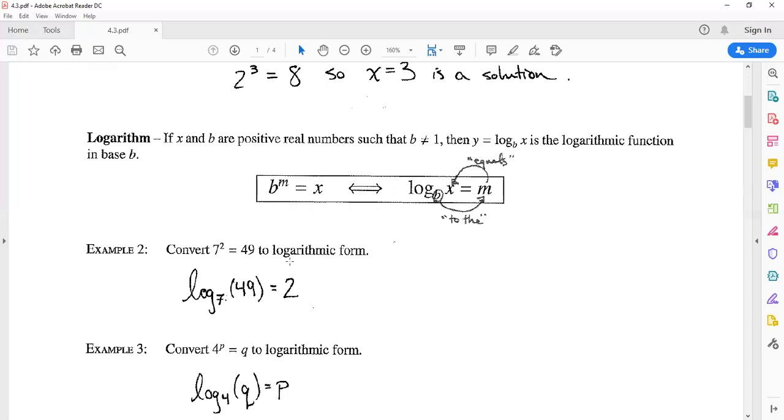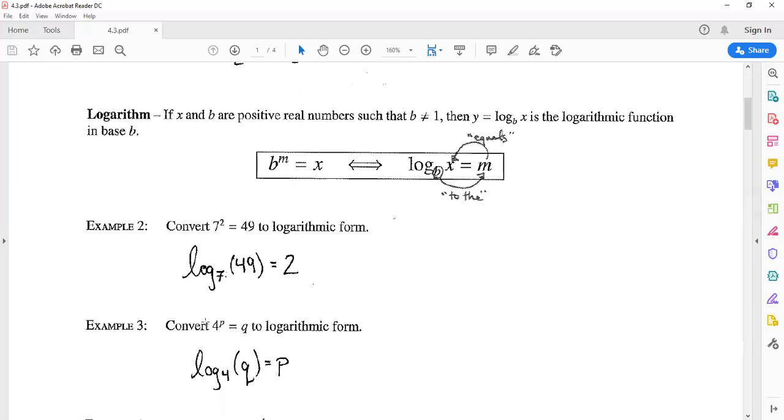So let's do some examples here. We'll convert the expression 7 squared equals 49 to logarithmic form. What that means is that if 7 squared is 49, then log base 7 of 49 equals 2, right? Because 7 to the 2 equals 49. How about the equation 4 to the p equals q? This one is a little bit more abstract, because there are no concrete numbers here, but we can write this one as log base 4 of q equals p, because again, 4 to the p equals q.